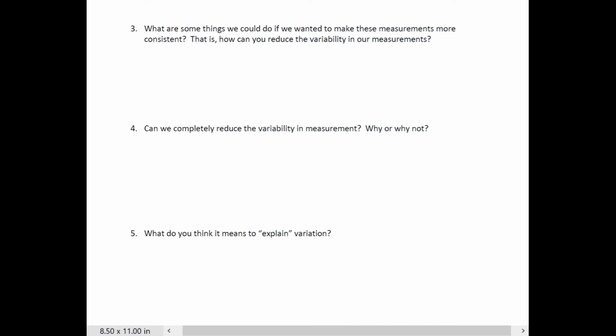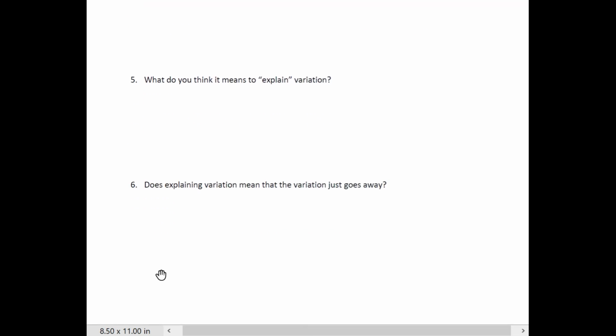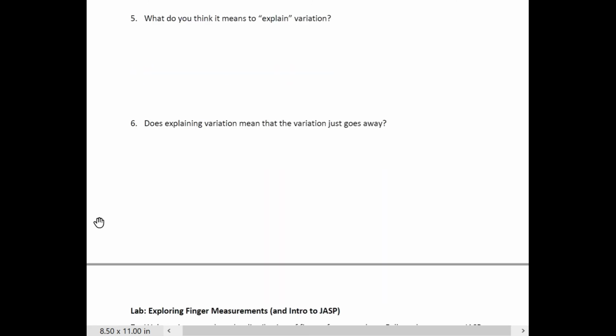Now, one goal in statistics is to try to explain some of the variation we see in measurements. So, again, if you're unsure, that's okay, but what do you think it means to explain variation? So variation meaning those differences that we see. And do you think that explaining variation means that the variation just goes away? Once we explain it, is there no more variation? Okay, so again, you may want to discuss some of those with your classmates.